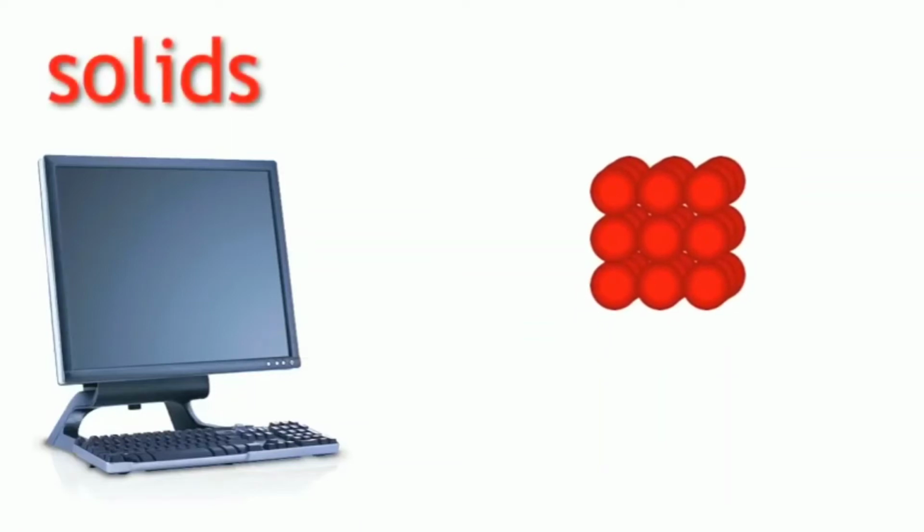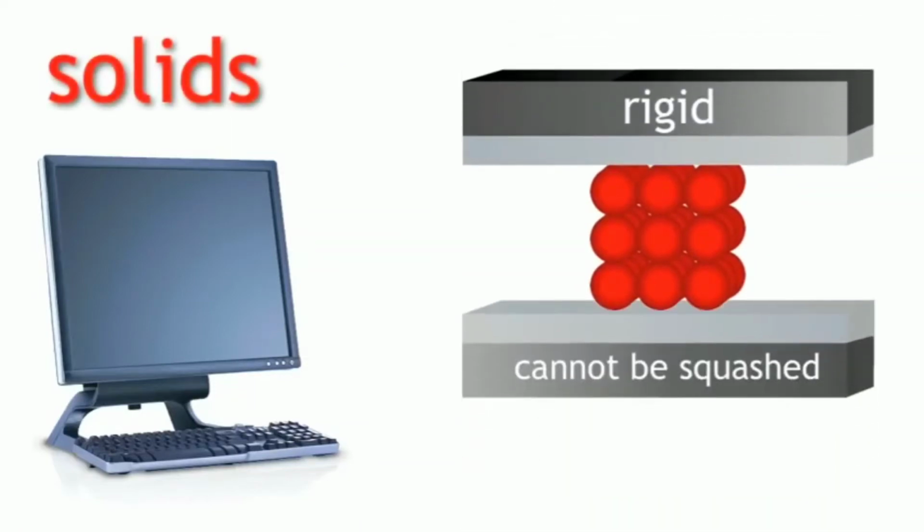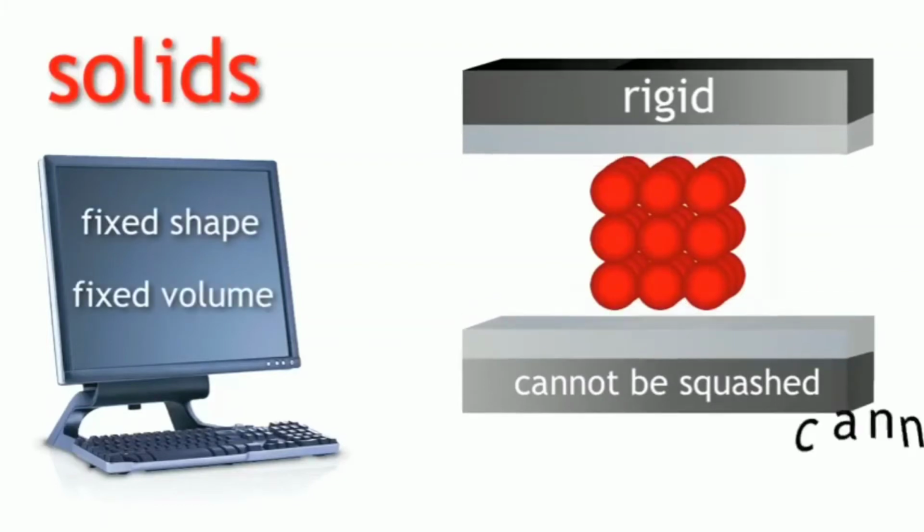So, solids are rigid, cannot be squashed or compressed, have a fixed shape and a fixed volume. They cannot flow.